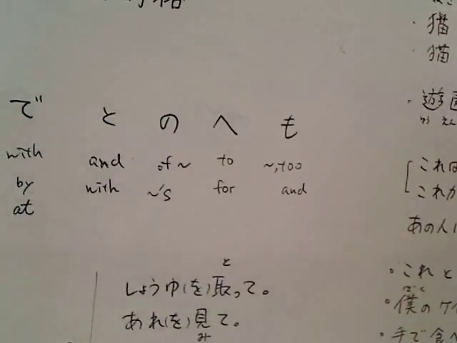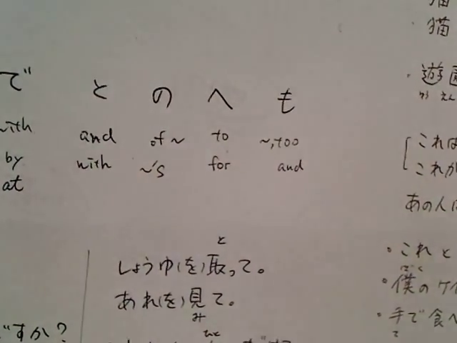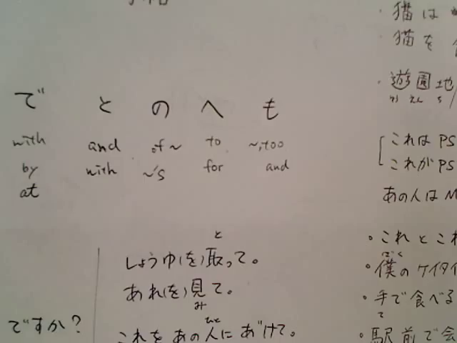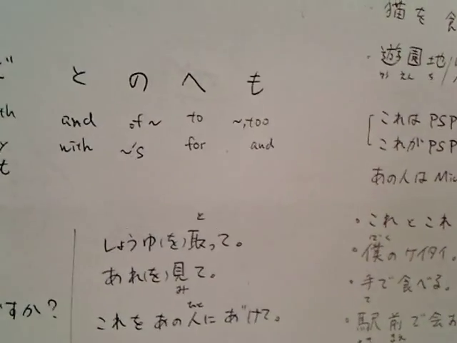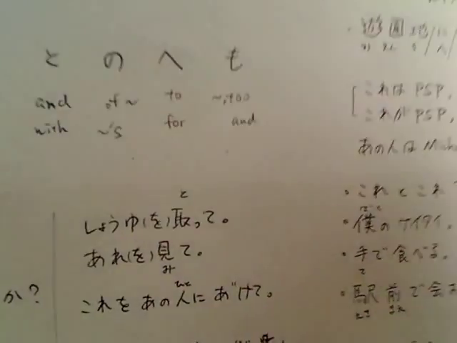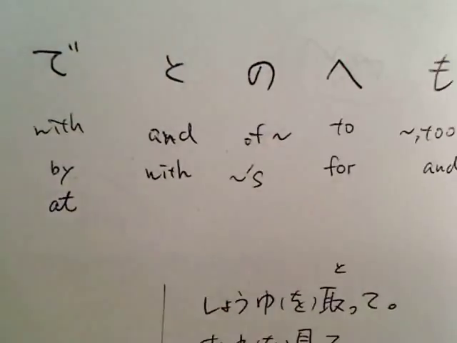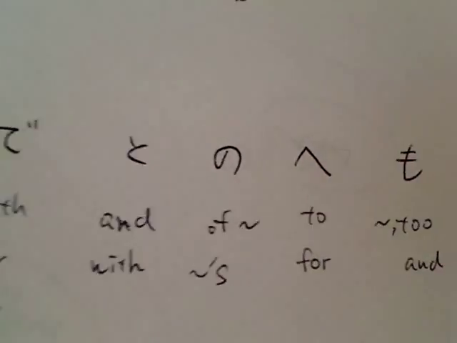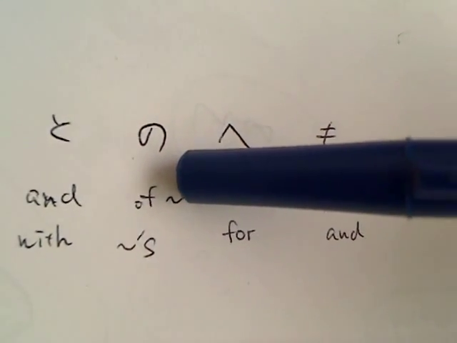I went there with him. 彼とそこへ行った。I went to buy some clothes with my mom. 母と服を買いに行った。と, with and. So you can also say 父と母と服を買いに行った。I went to buy clothes with my mom and dad. With my dad and mom. That's also と, both are と.